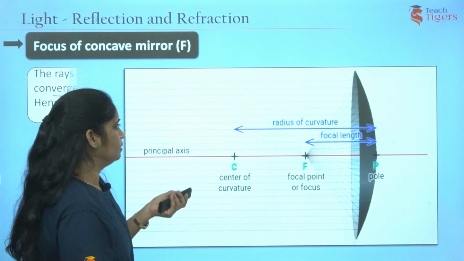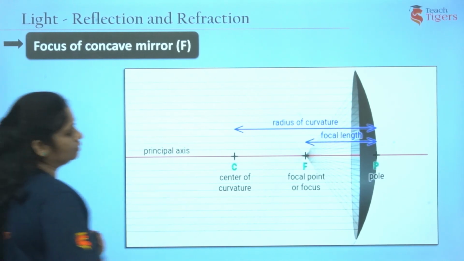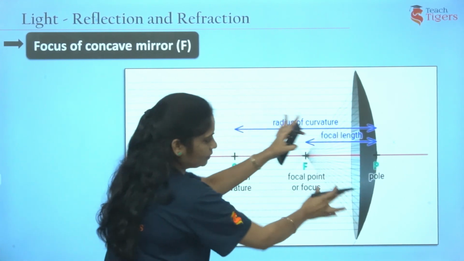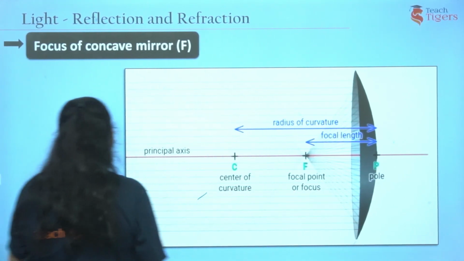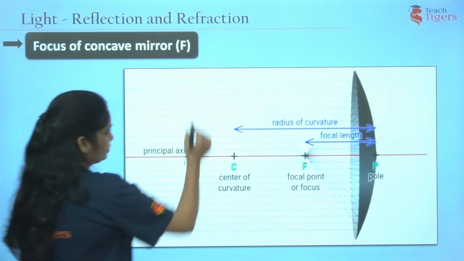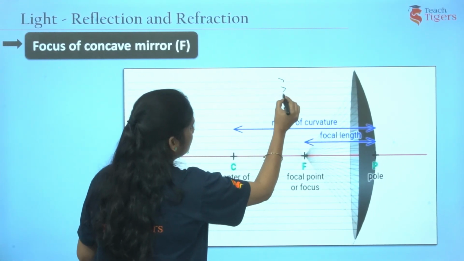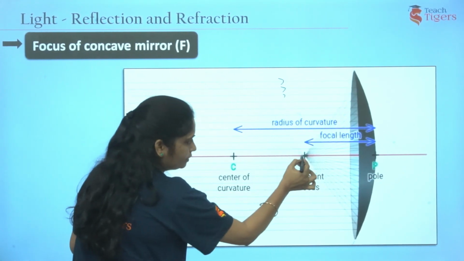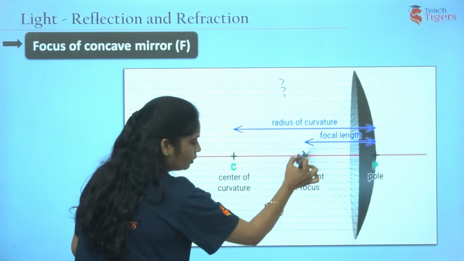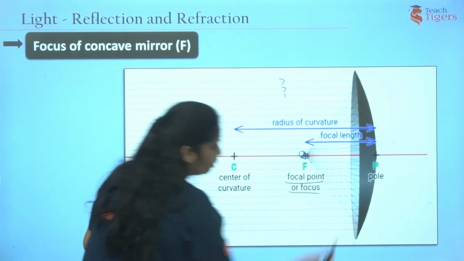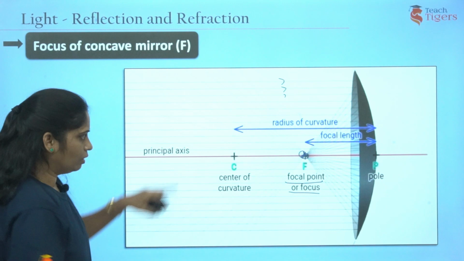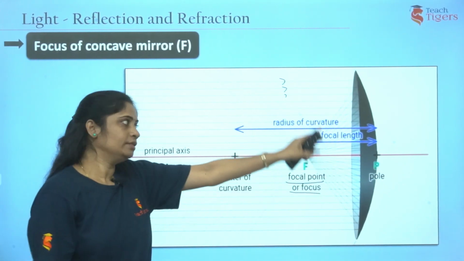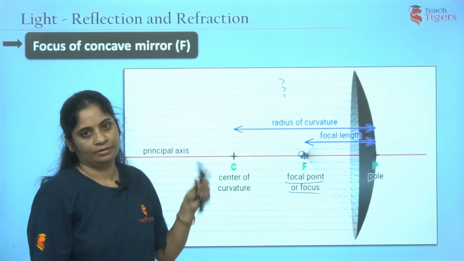Next, you can see here the picture of a concave mirror where there are many parallel rays which are incident on it, and you can see they are reflecting, and all the reflected rays meet at this point which is called the focal point or focus. Very interesting, right? All rays just converge at this point. So that's why this mirror is called a converging mirror, right?